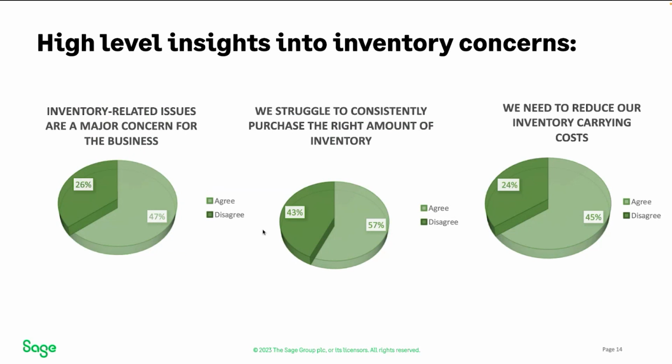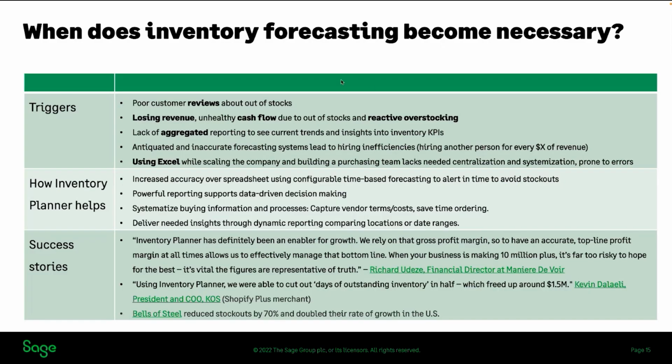And then just finally, 47% said inventory-related issues are a major concern. Purchasing the right amount of inventory, they see that as a struggle or a challenge. And on the need to reduce inventory, 45% said that they agree. So I guess the reason for sharing this is that these are quite common challenges that we see with businesses that sell physical inventory, and things getting slightly worse post-pandemic as well.